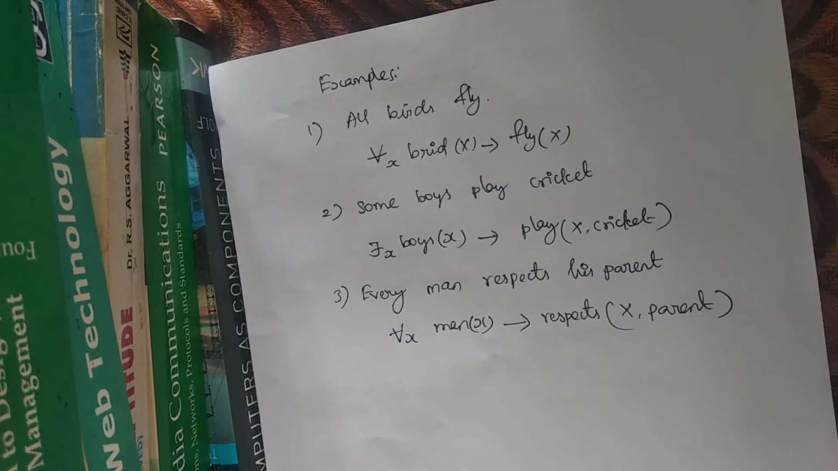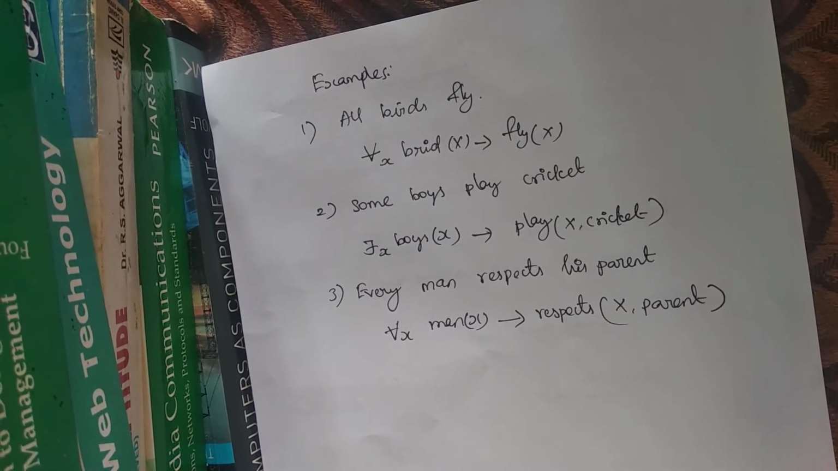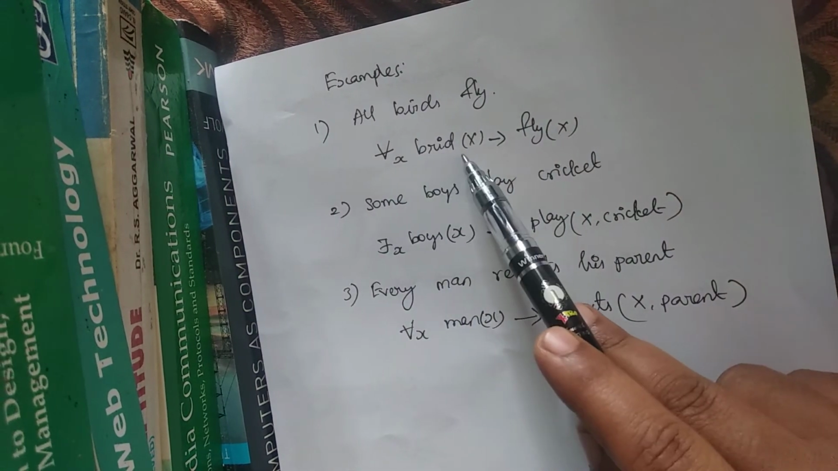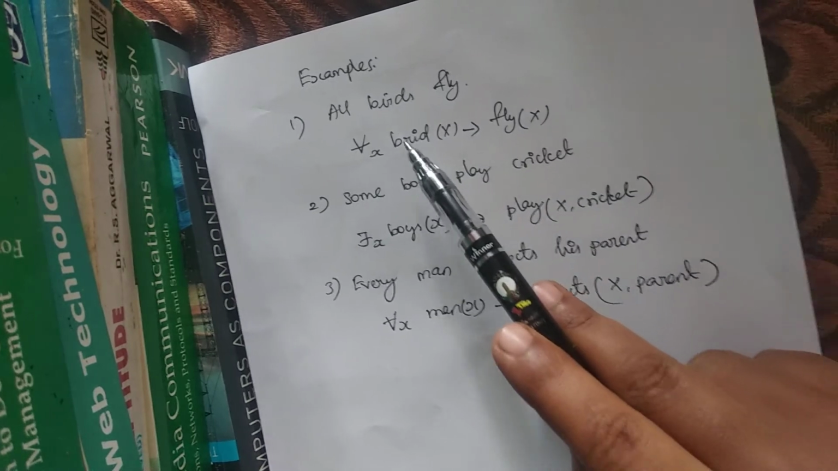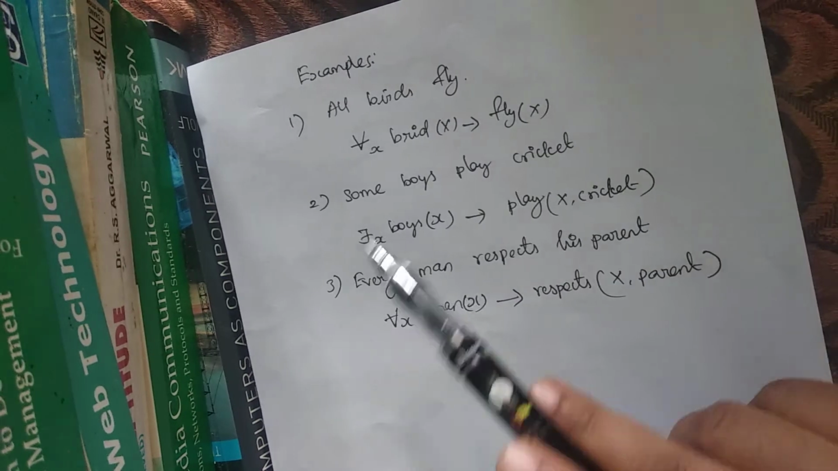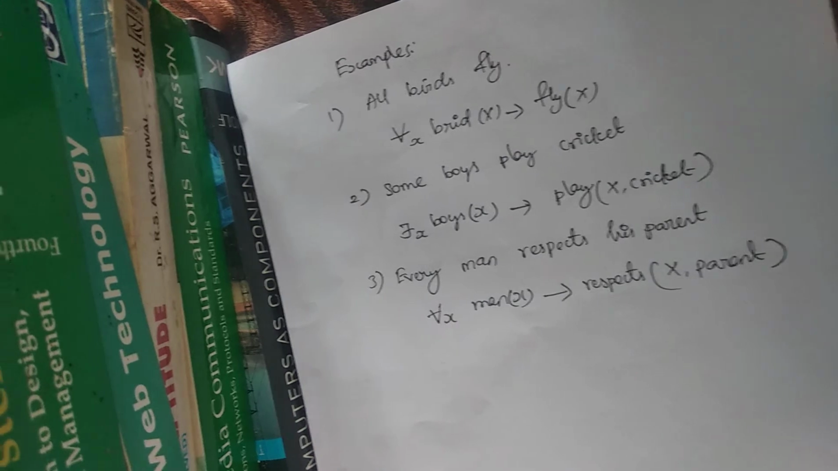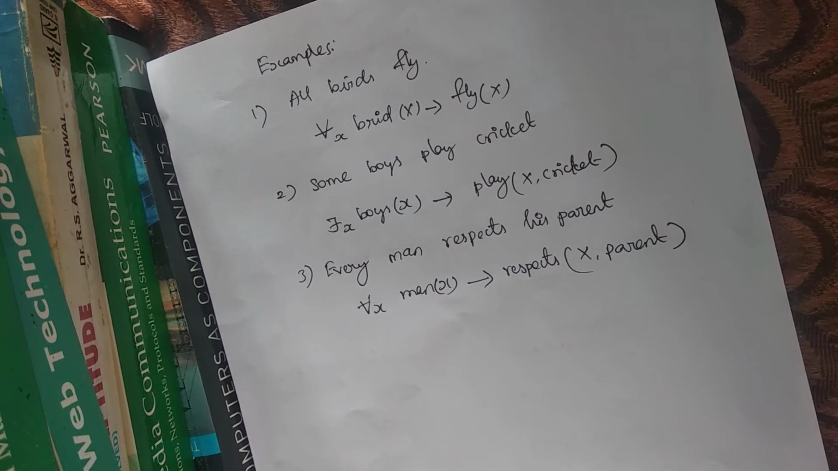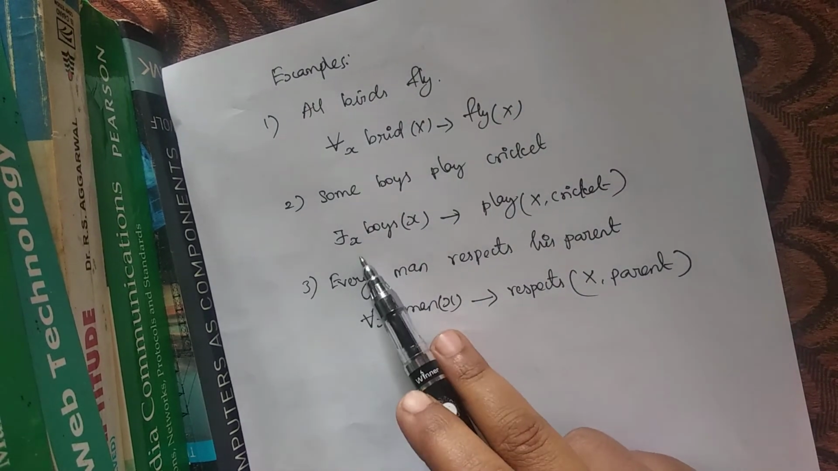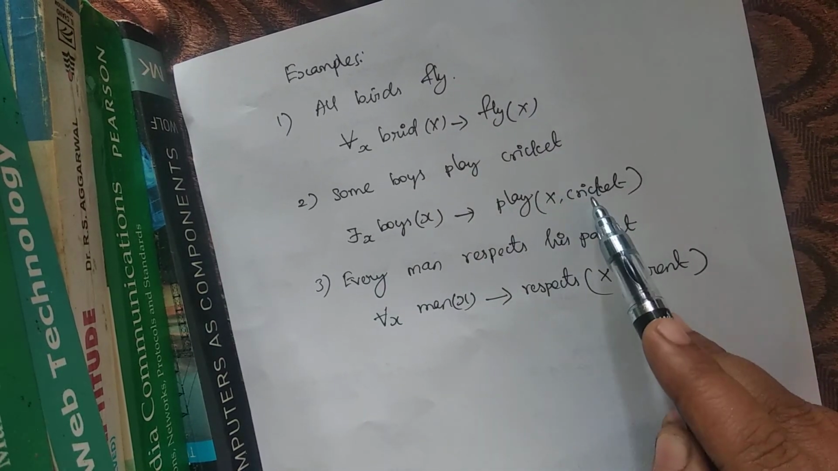Let us see some examples. Here, all birds can fly. There is no other way, I have to use the universal quantifier because all the birds can fly, right? So this is the logical statement: for all x, bird implies can fly. This is the symbol for implies. Then, some boys play cricket. Some of the boys may play tennis or badminton or whatever it may be. So I need to use the there exists condition: there exists some boys who can play cricket, right?